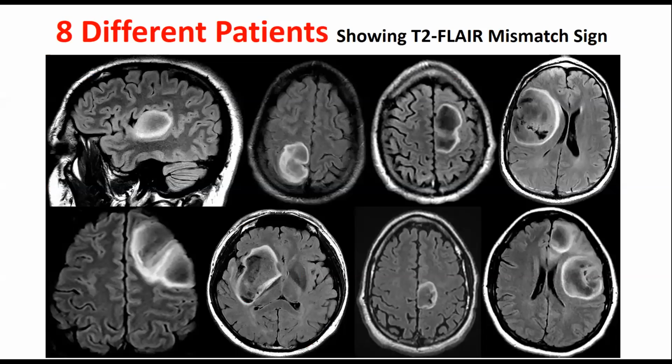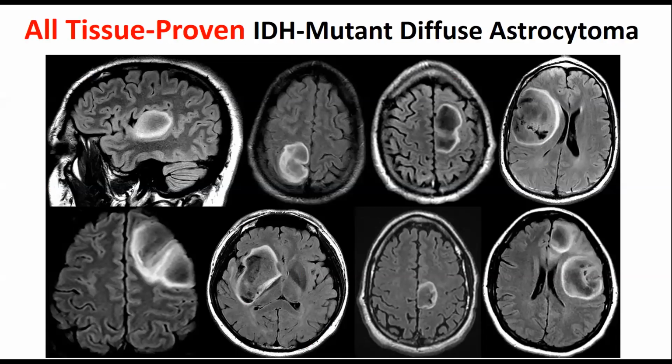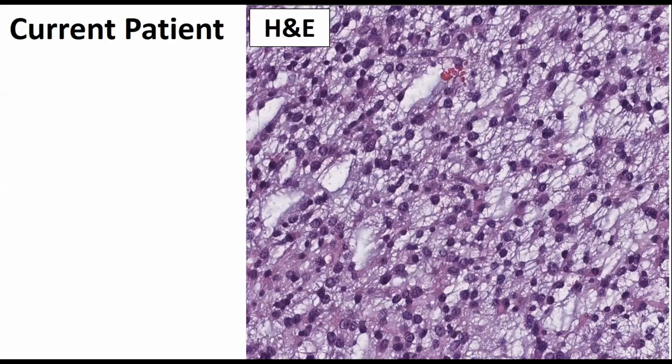Again, the spectrum, 8 different patients showing T2 flare mismatch sign from MD Anderson Cancer Center, all tissue proven, IDH mutant diffuse astro, either grade 2 or grade 3. All right, here's the current patient.